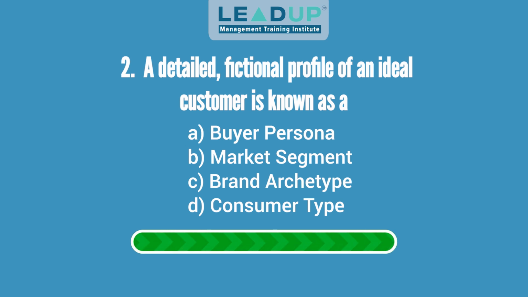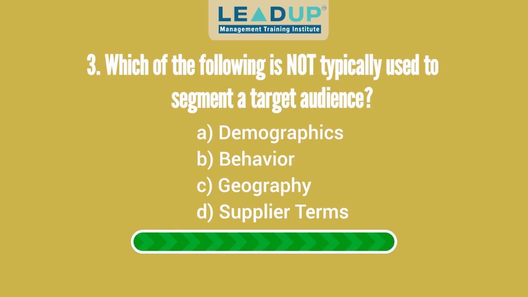Question 2. A detailed fictional profile of an ideal customer is known as A. Buyer persona, B. Market segment, C. Brand archetype, and D. Consumer type. Answer: buyer persona.